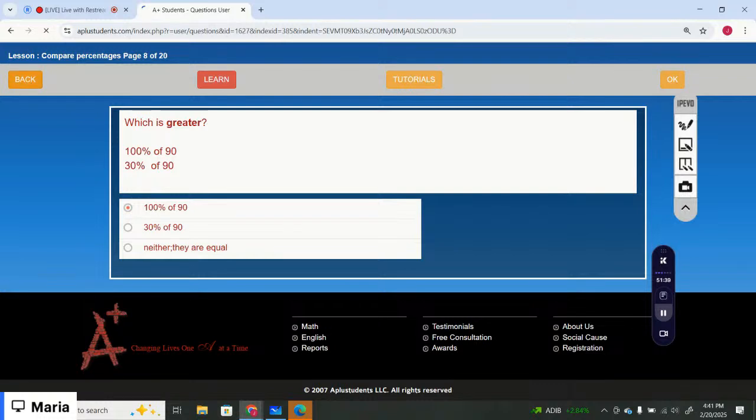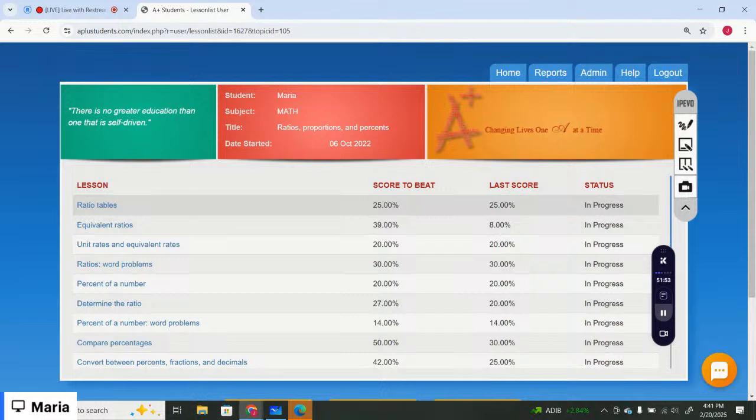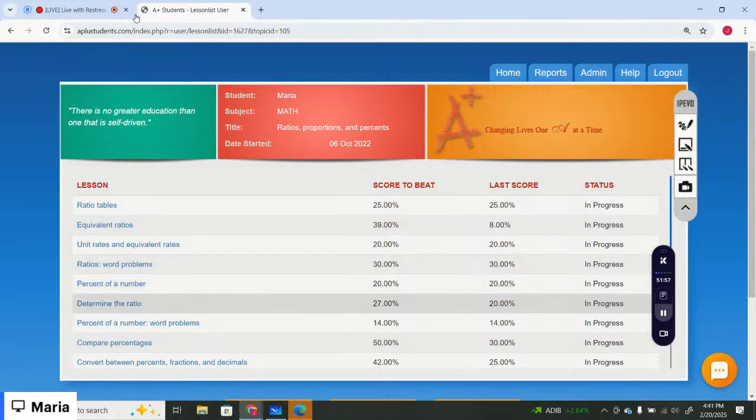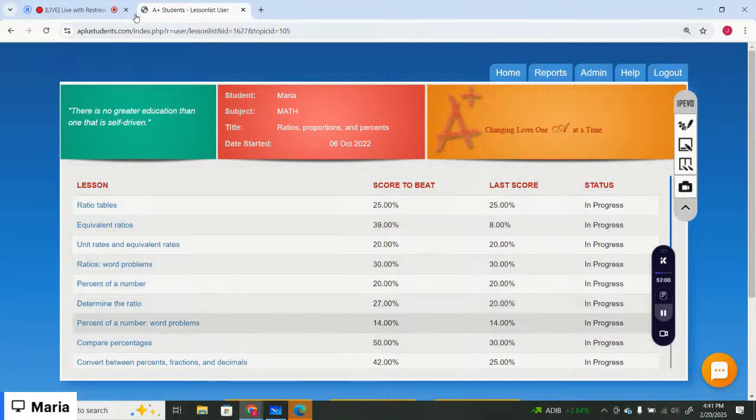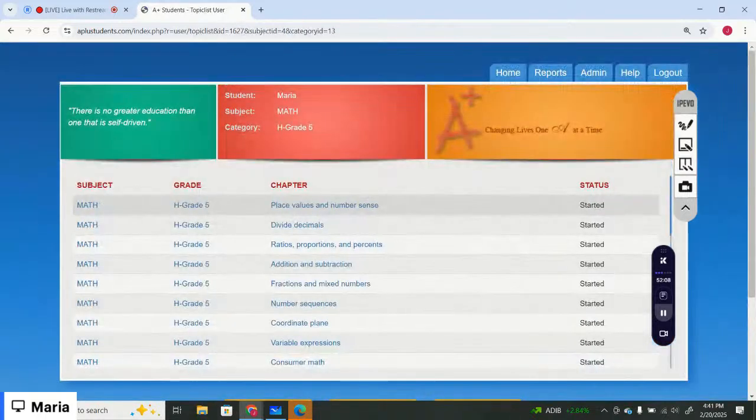Okay, you can complete the lesson by yourself later today. So we were working on Grade 5 Math. The chapter we're working on is ratios, proportions, and percents. The lessons we have covered today are percent of a number, determine the ratio, percent of a number word problems, and compare percentages. So please make sure before the next session you practice questions for the lessons we just did. That is your homework until the next session.